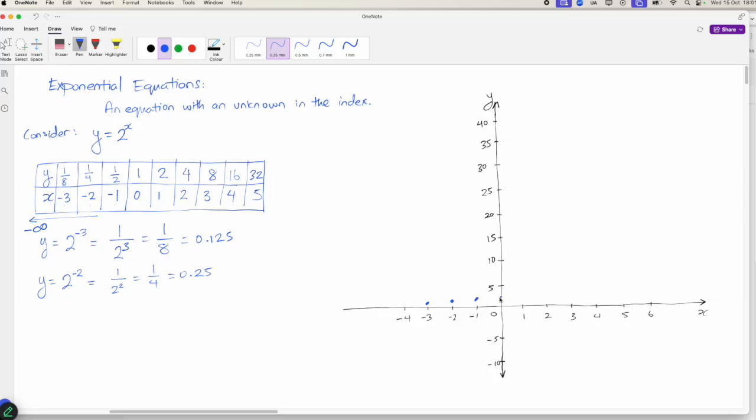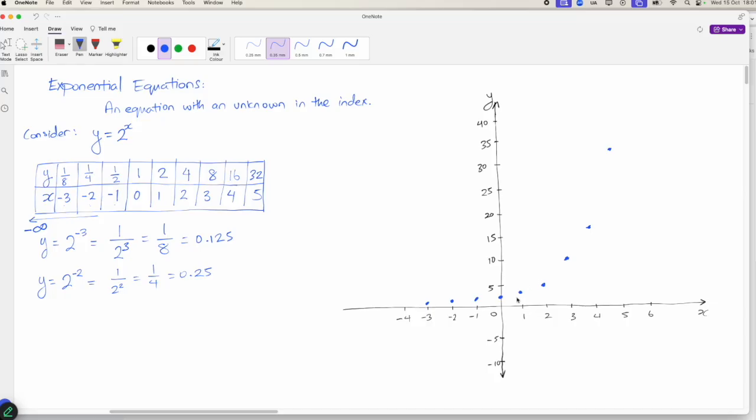And I know it's not seeming like 1 on my graph, right? When x is 1, we go into 2. When x is 2, we go into 4. When x is 3, we go into 8. When x is 4, we go into 16. When x is 5, we go into 32.